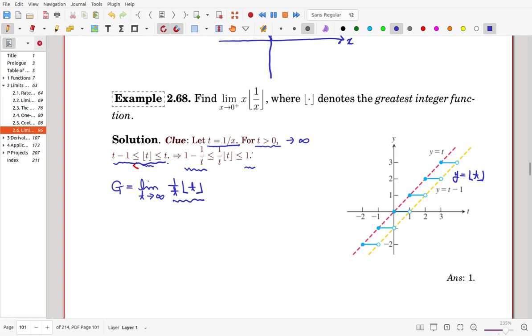Now we can use the sandwich theorem. When t goes to infinity, 1 over t will approach 0, so the bottom and top simultaneously approach 1, so the limit must be 1.